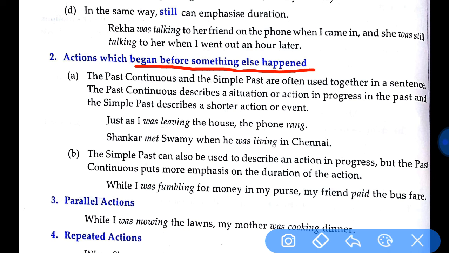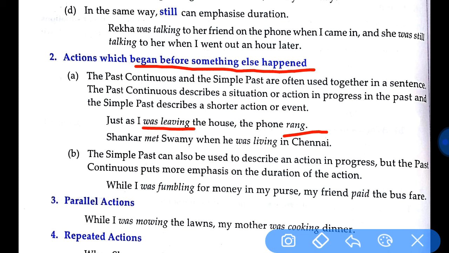The past continuous and simple past are often used together in a sentence. For example, just as I was leaving the house, the phone rang. Look at "was leaving", which is past continuous tense, and "rang", which is simple past tense. So, for an action that began before something else happened. That is why two verbs are shown there.